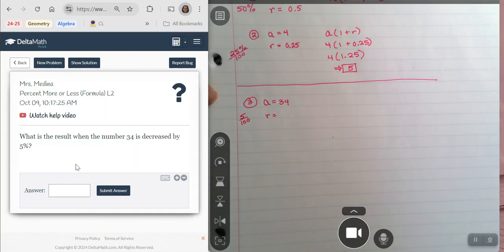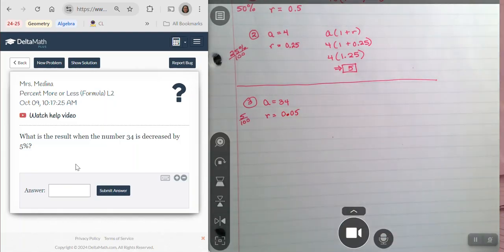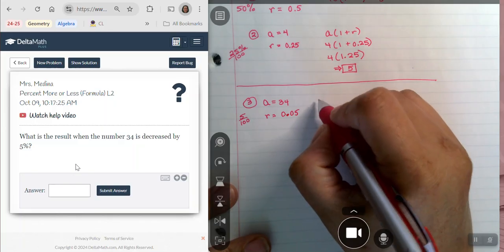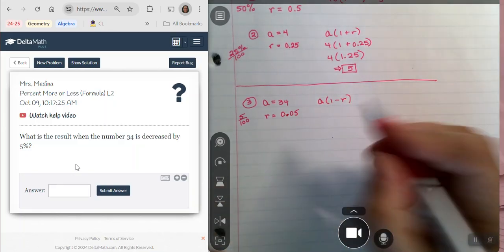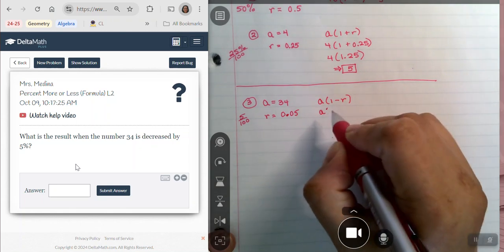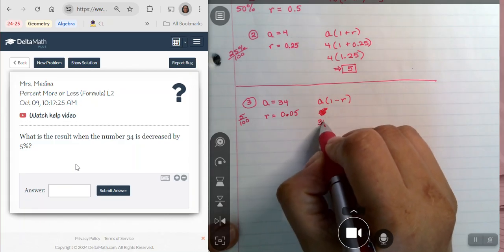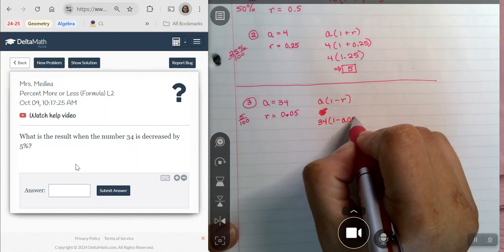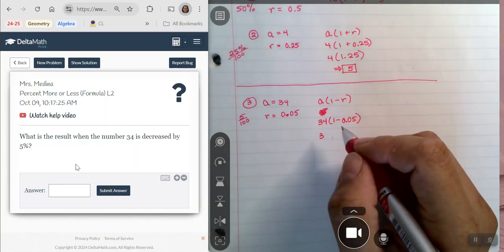Start from the point when you want to give me the answers. 0.05. And this is decrease. And when it's decreased, it's going to be 1 minus R. Oops, I meant to put the number there. I'll put the right number this time, 34 times 1 minus 0.05. And what's 1 minus 0.05?